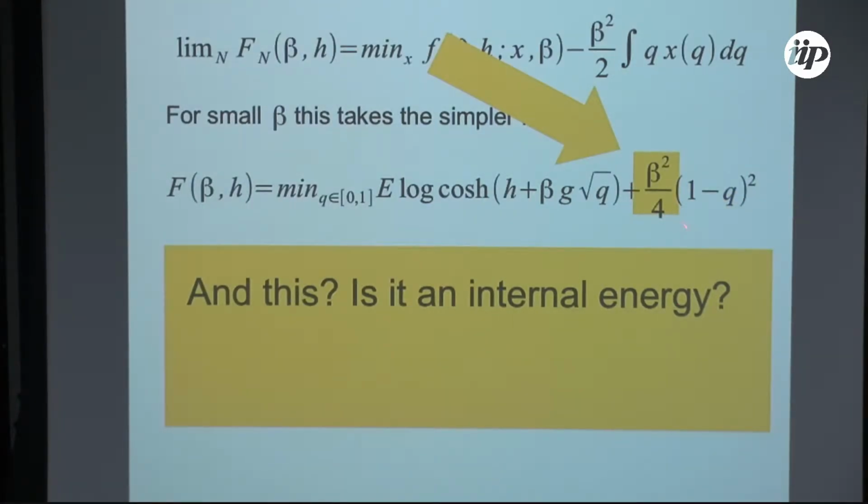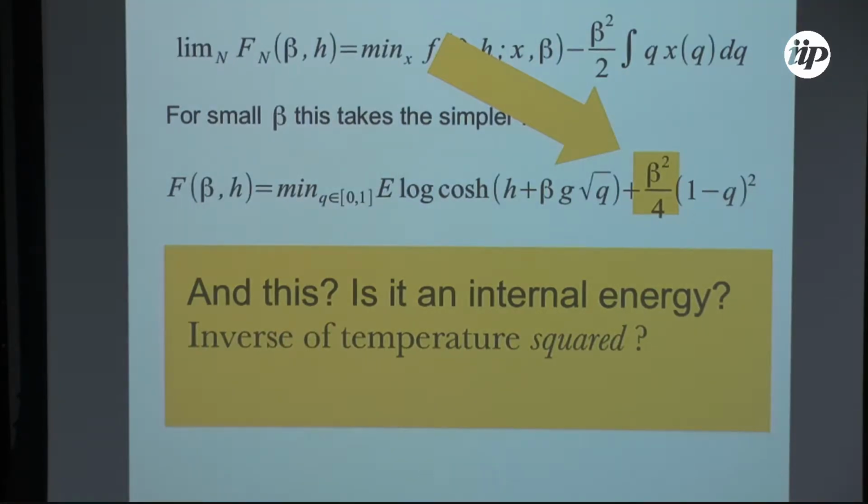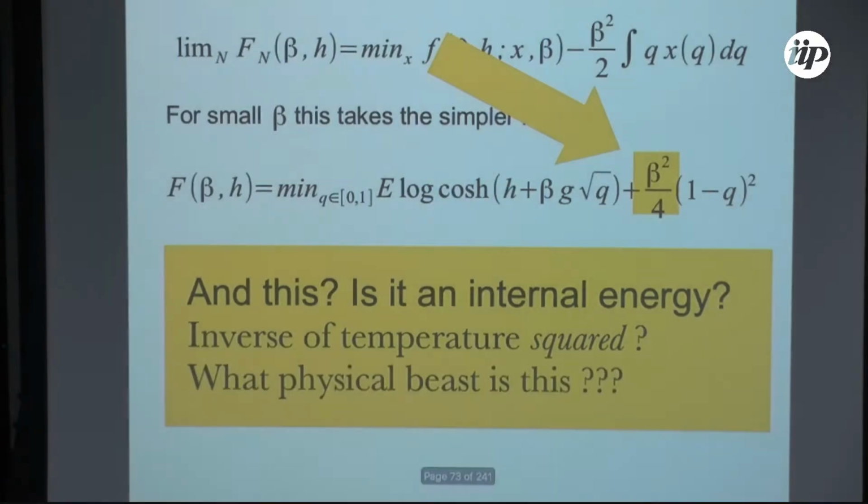But in fact, if you look closer, there is something puzzling here, which is this beta squared divided by 4. If there is no h, this object drops out, and this minimum is given by beta squared divided by 4, and this is 1. But this beta squared divided by 4 is essentially the inverse of the temperature squared. Now, what kind of physical object is this thing? What kind of unit is it? What's the meaning of this term?